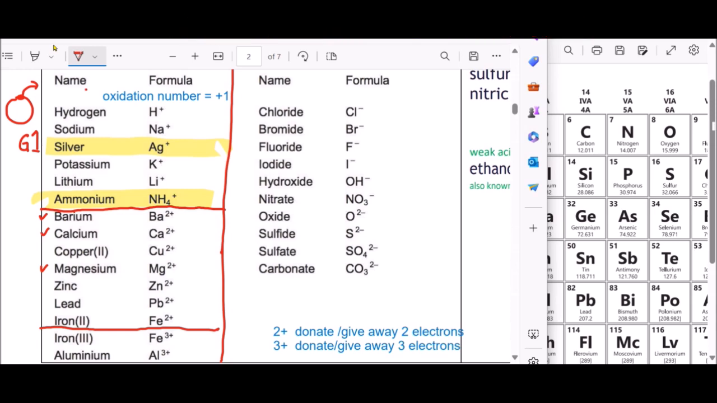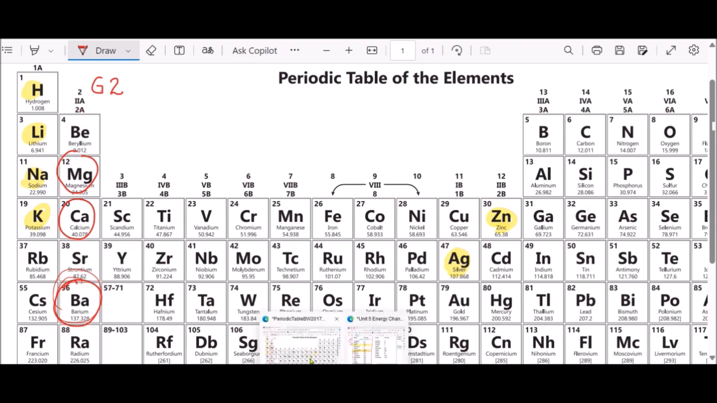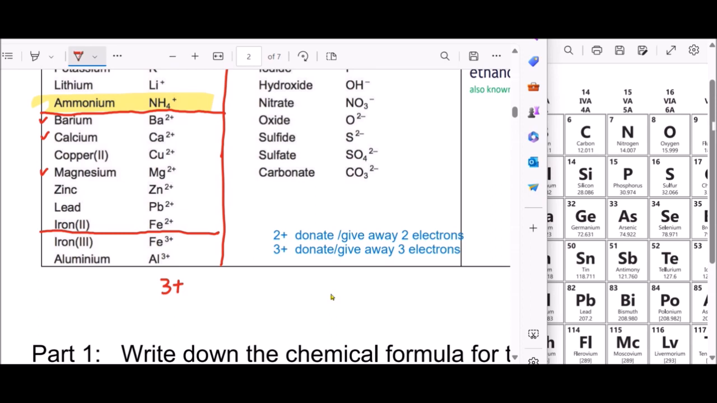Likewise, you see barium, calcium, and magnesium. These 3 belong to group 2, so they have the oxidation number of positive 2. They donate away 2 electrons.